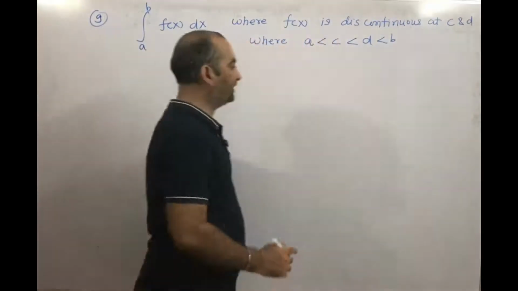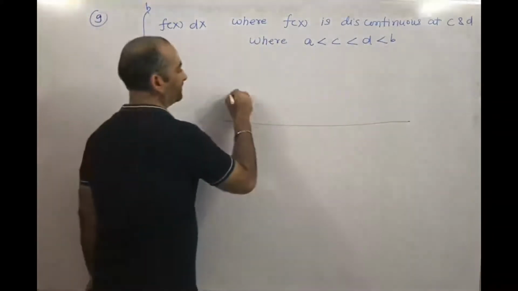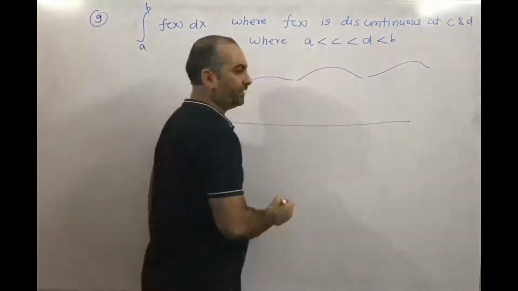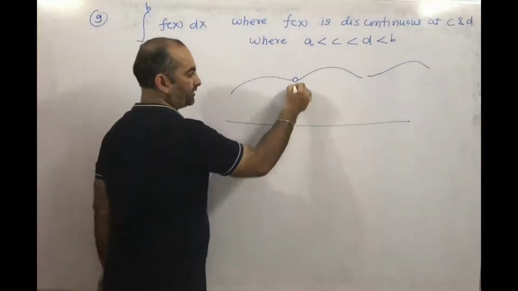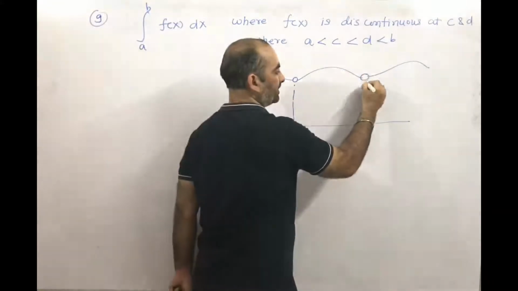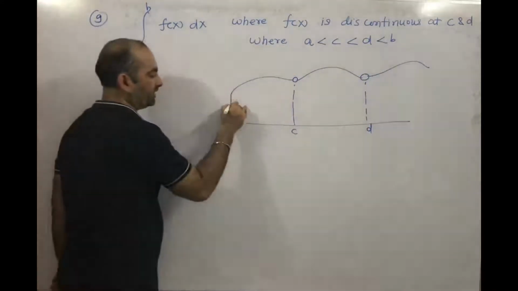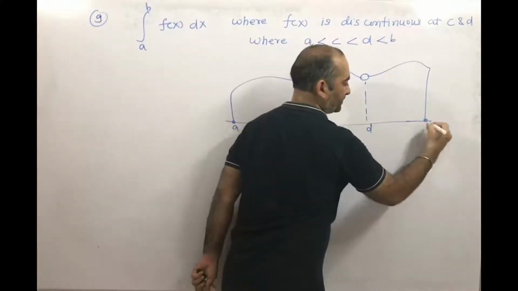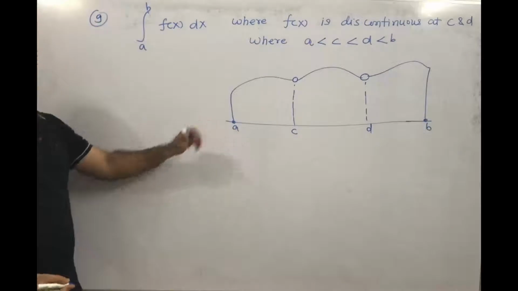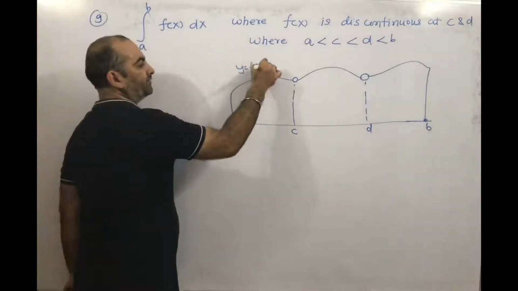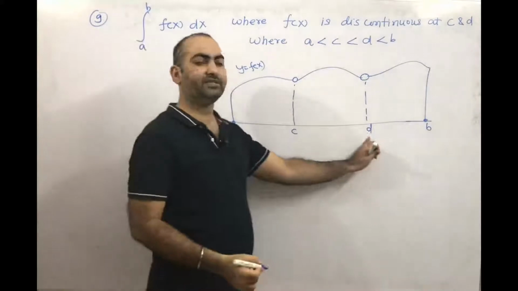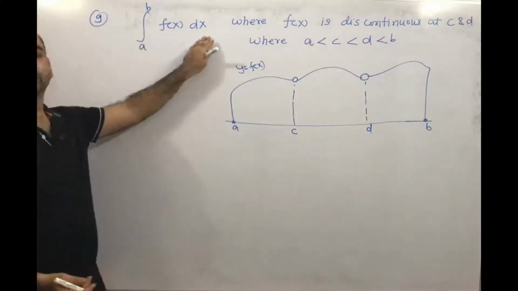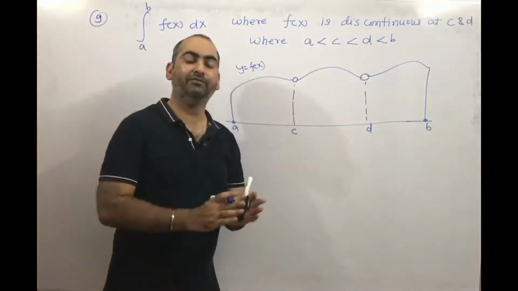So if I see graphically, what will the graph look like? This is the graph, a to c, then c to d, and then d to b. You can see this point is c, this point is d, this point is a, and this point is b. So this is the y equal to f(x) graph. At the c and d points it is discontinuous. Then how to do it? Whenever f(x) is discontinuous at c and d in the integral a to b f(x) dx, then we will separate it.